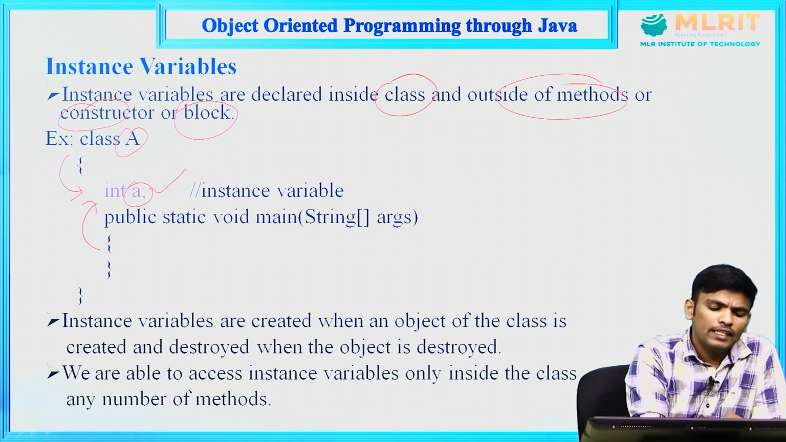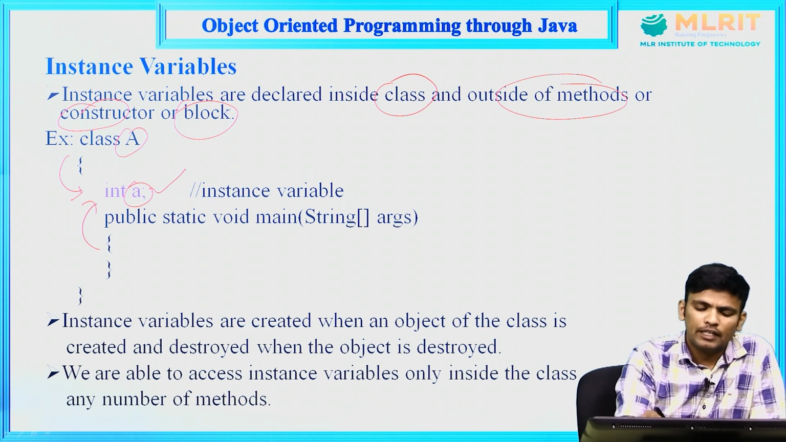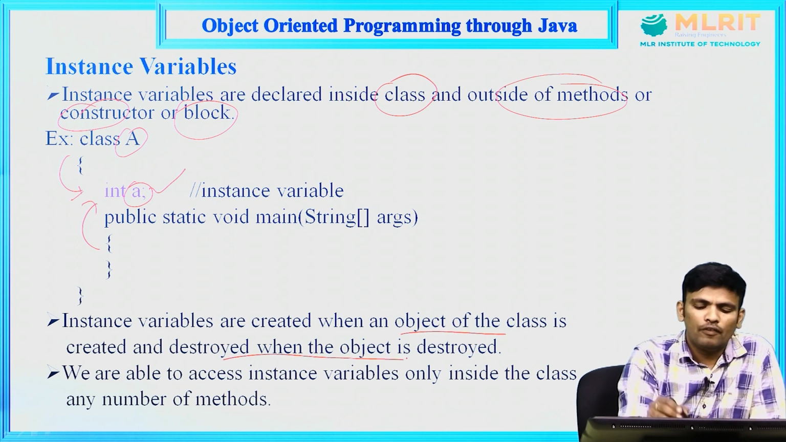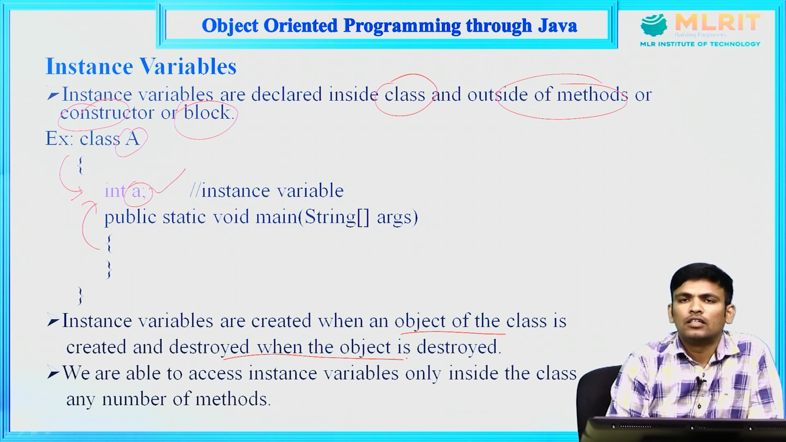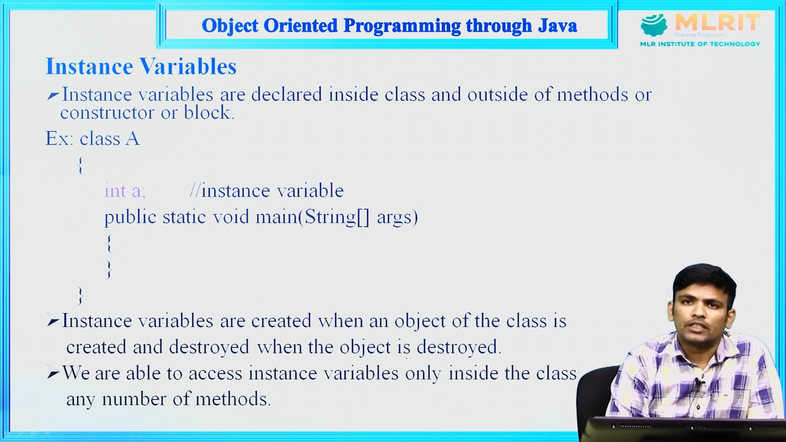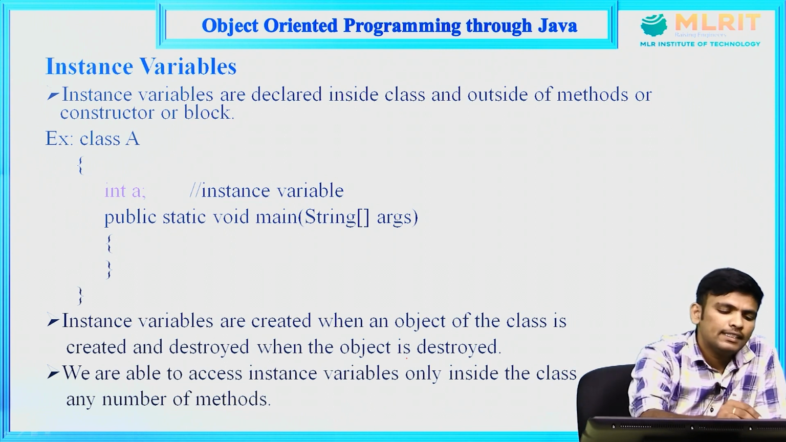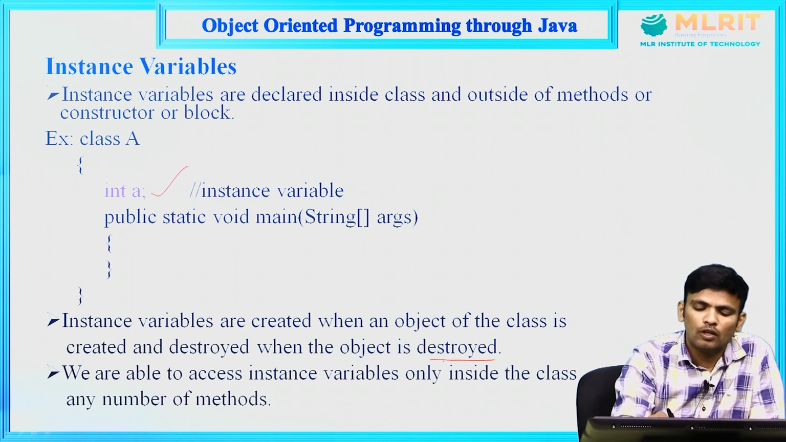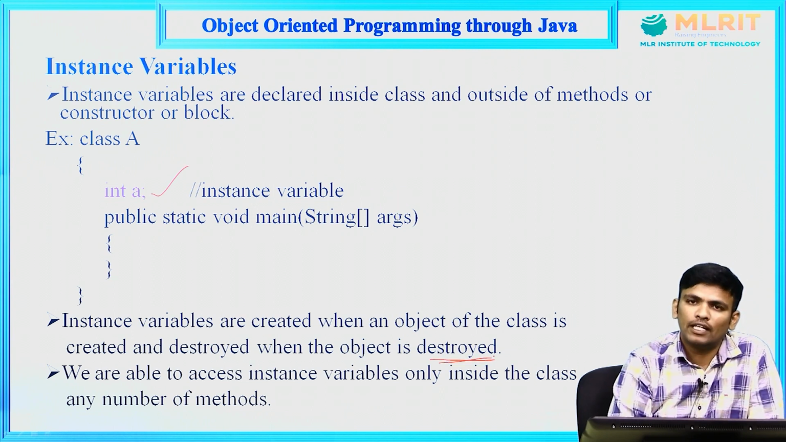Now, instance variables are created when an object of the class is created and destroyed when the object is destroyed. This means all instance variables are always associated with an object. Whenever an object is created, your instance variable will get initialized, and whenever your object is destroyed, all your instance variables will get destroyed.